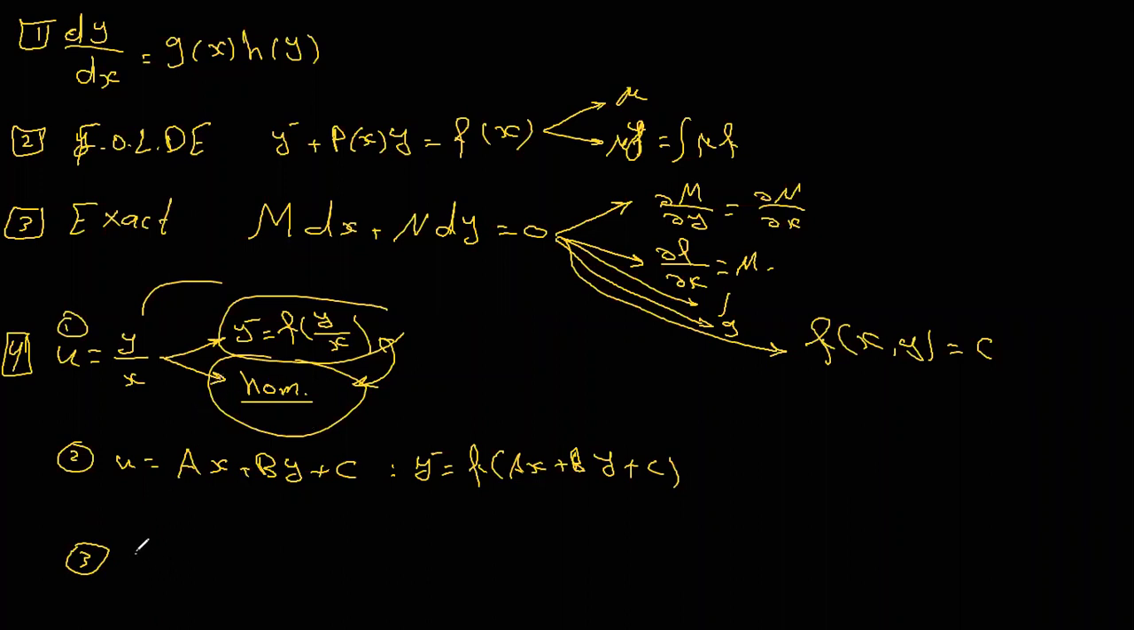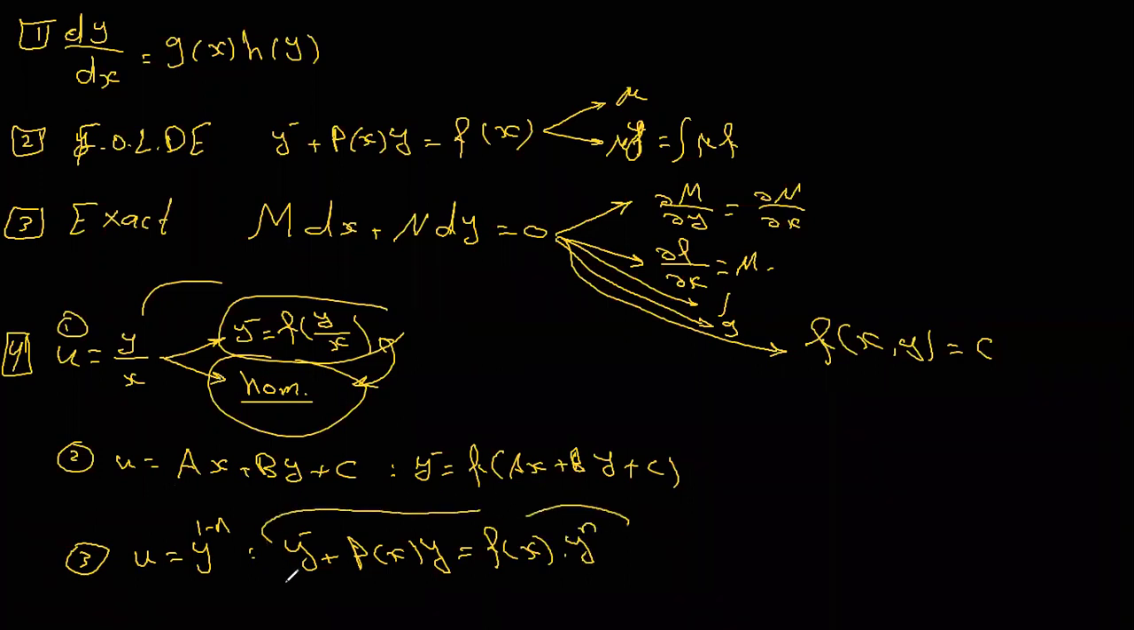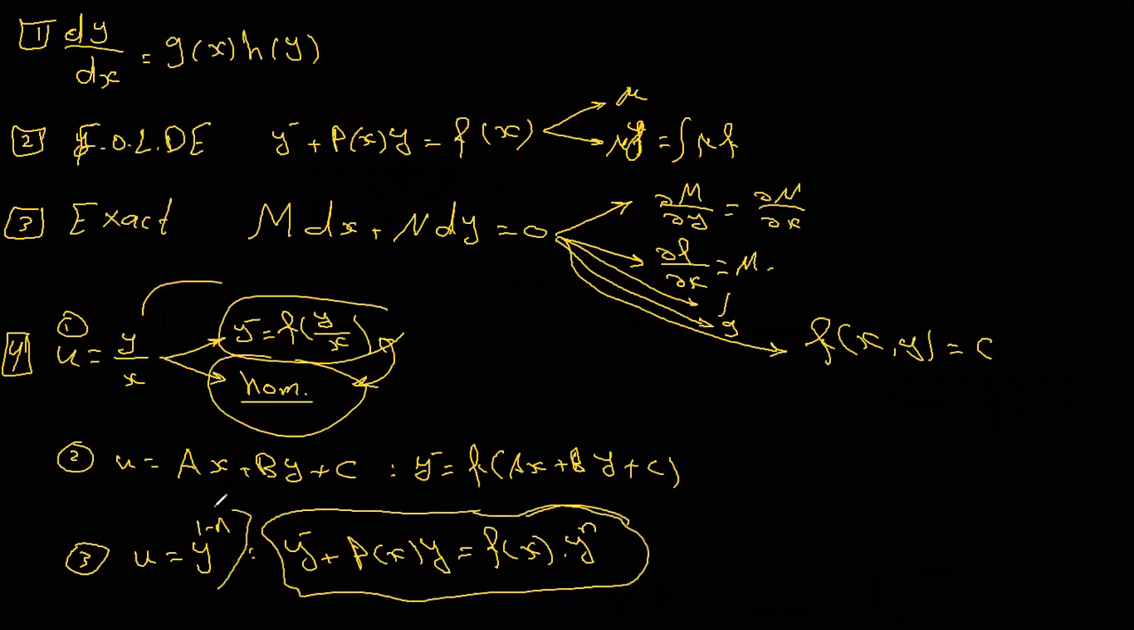You have to choose your u to be y to the power 1 minus n, such that the form of the differential equation is very close to the first order linear differential equation. But notice now that your right hand side is f of x times y to the power n. So to solve this equation, which is non-linear and which we call Bernoulli, I'm going to use the third kind of the substitutions.